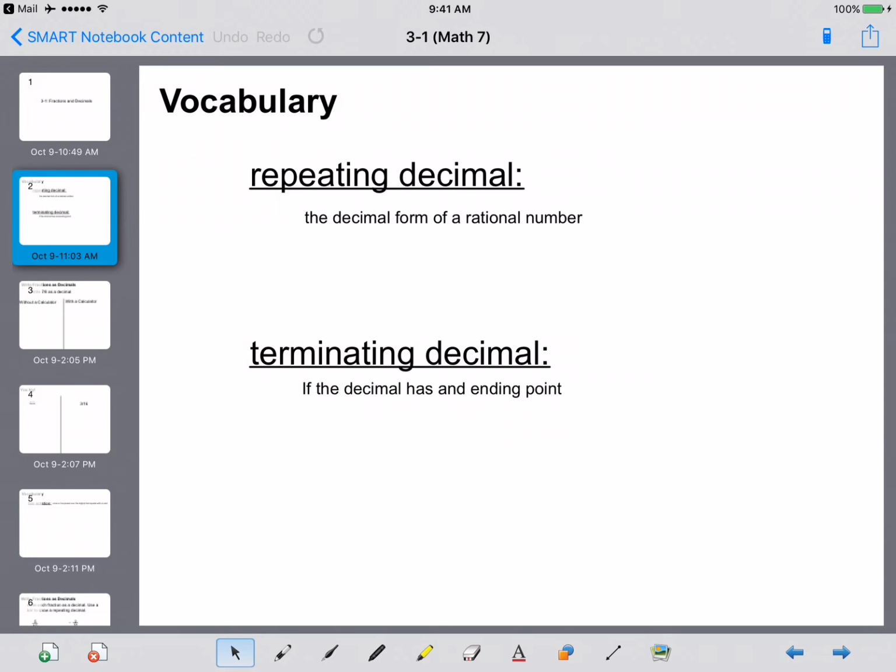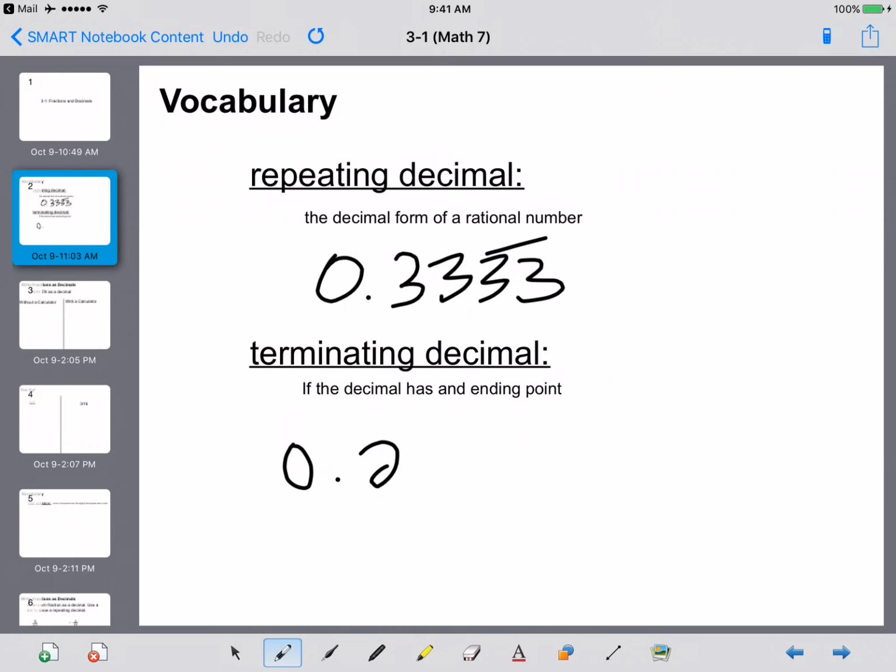So our first vocabulary word is a repeating decimal, and that's the decimal form of a rational number. It's a terminating decimal if that decimal has an ending point. So a repeating decimal would be like 1/3, so 0.3333 going on forever. A terminating decimal is like 1/4, so 0.25. It ends, it terminates. So any fraction that has a pattern or repeats itself is a repeating decimal. Your terminating decimal is where it ends.